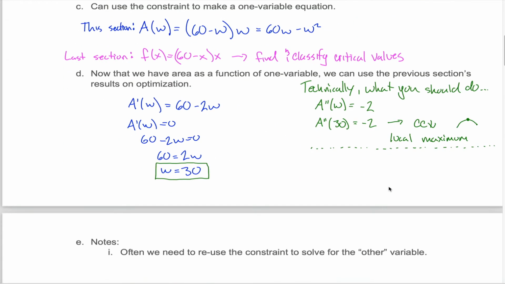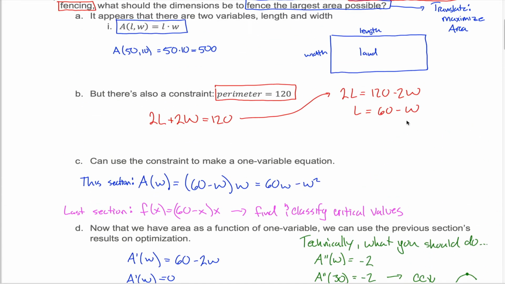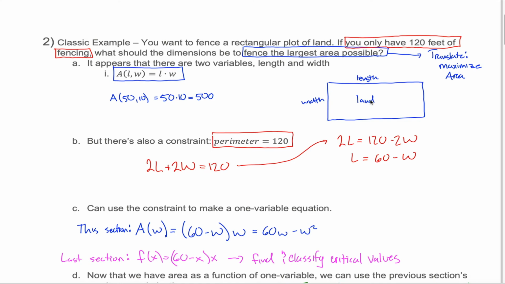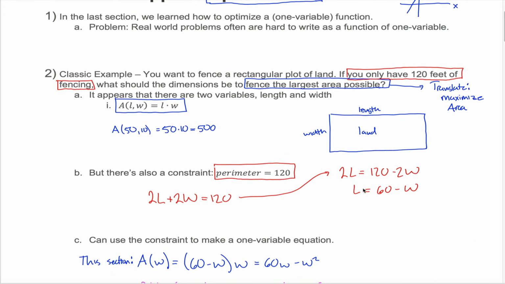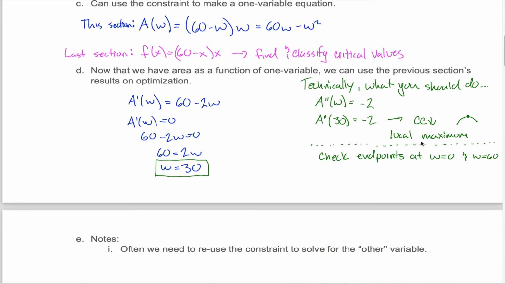end up being negative. And maybe you recall from the previous section that when you have endpoints, things get kind of messy, and really what you have to do is plug those into your original function to make sure that our local maximum is an absolute or global maximum. Well, it turns out they are, because if the width is 0, then your area is going to be 0, because 0 times anything is 0, and if the width is 60, well, then your length is equal to 0. So again, your area is equal to 0. So we're definitely not going to get optimal solutions when w equals 0 or w equals 60.